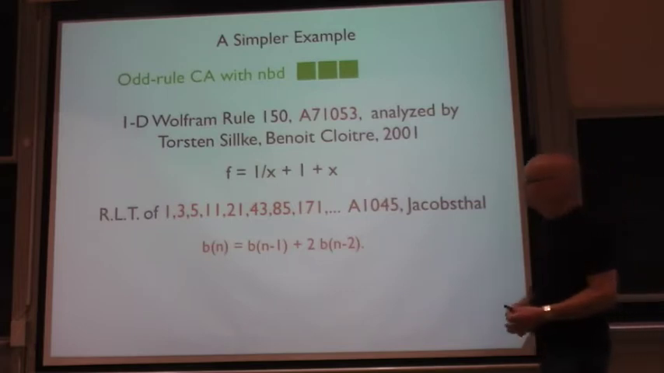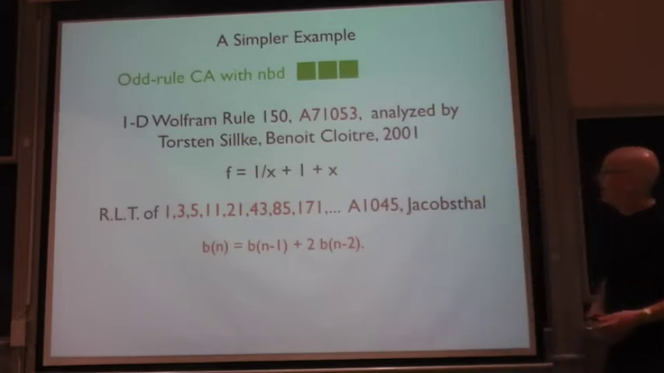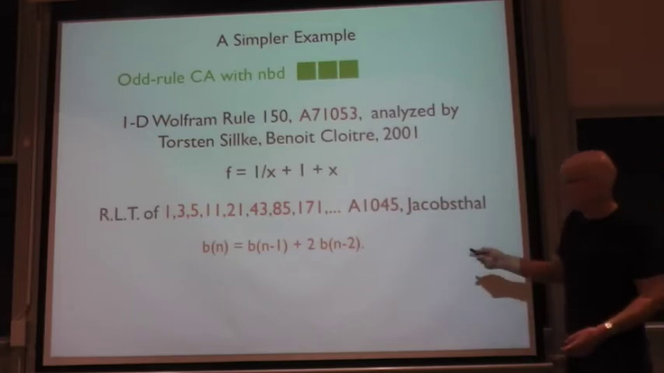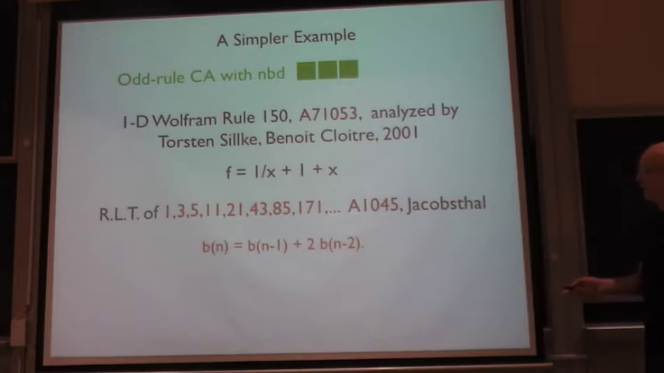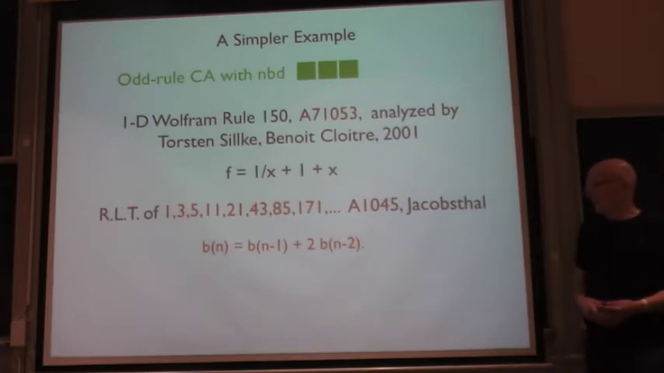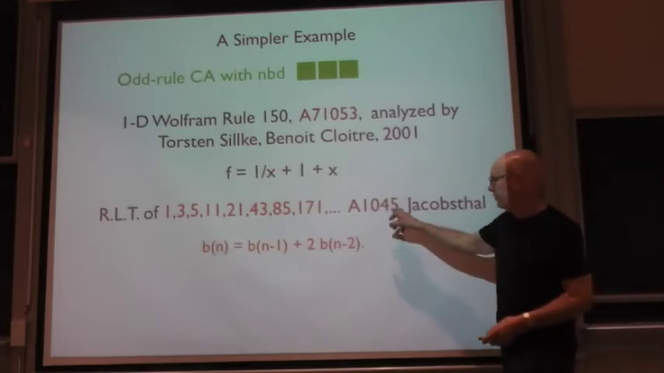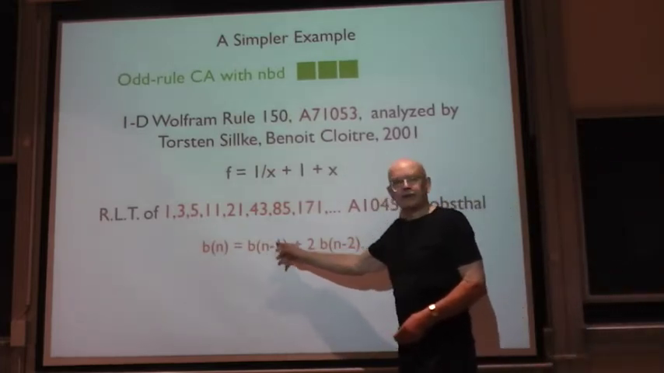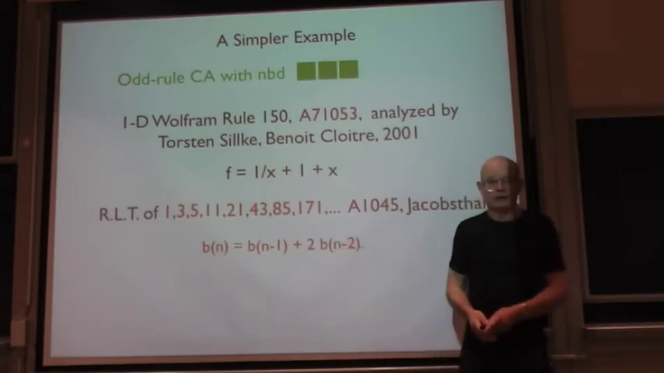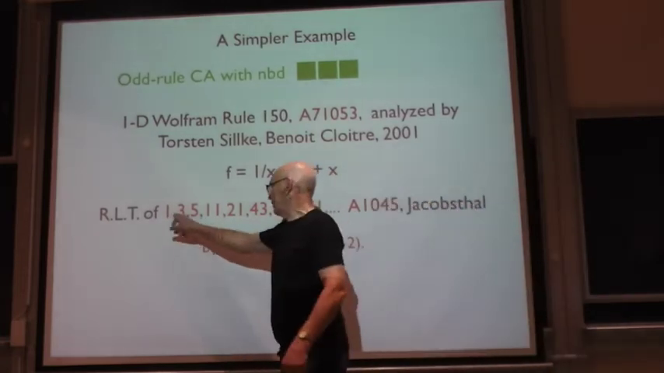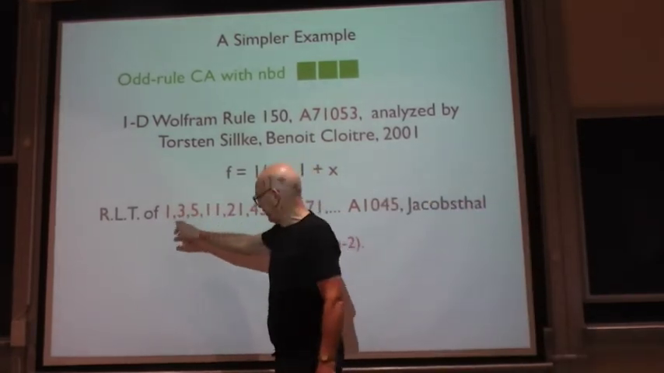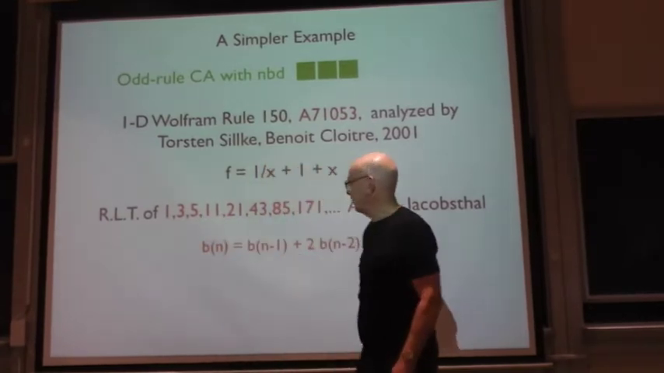It was analyzed by Torsten Sillke and Benoit Cloitre around 2001. And in effect, what they showed was that this sequence that you get from this neighborhood is the run length transform of another classical sequence, the Jacobsthal numbers, sequence A001045, which is you take the previous term plus twice the term before that. Just a bit more complicated than the Fibonacci recurrence. So the underlying sequence, the driving sequence for this is 1, 3, 5, 11, 21, 43.